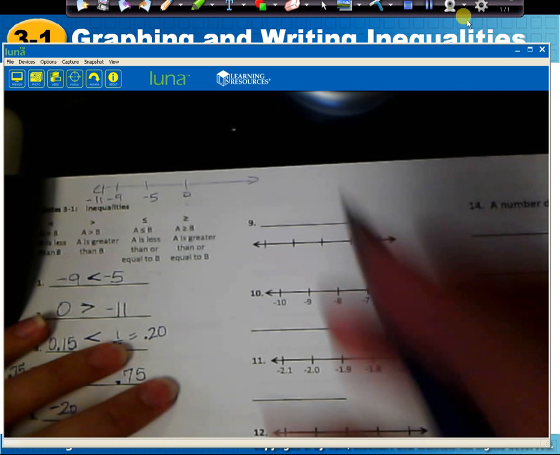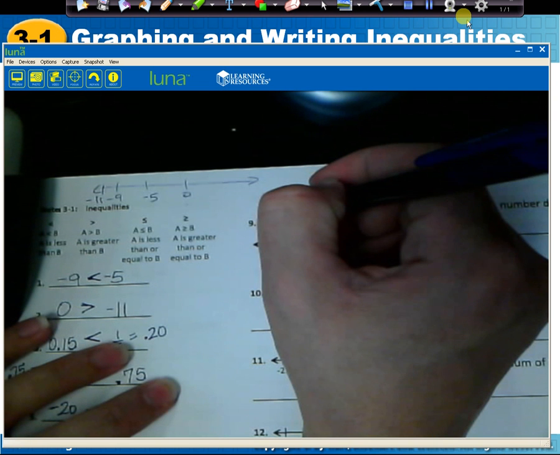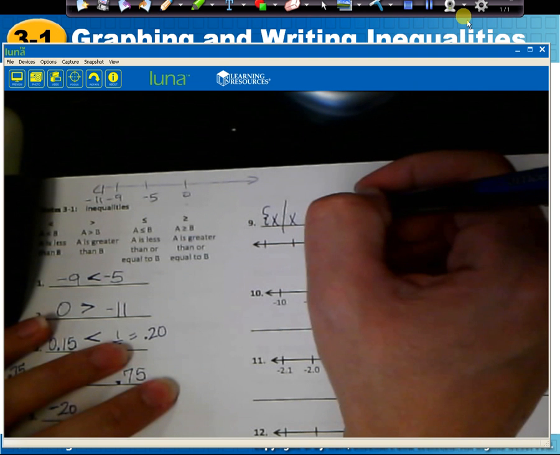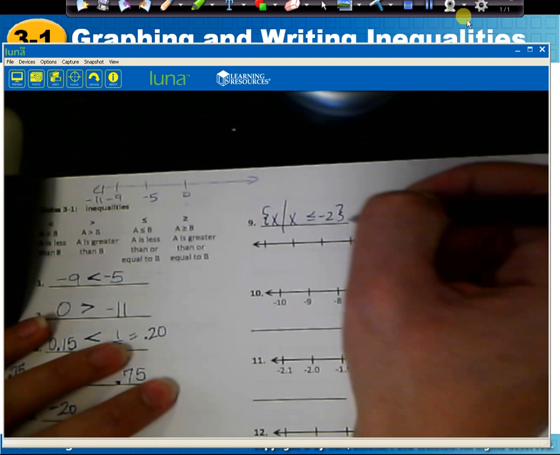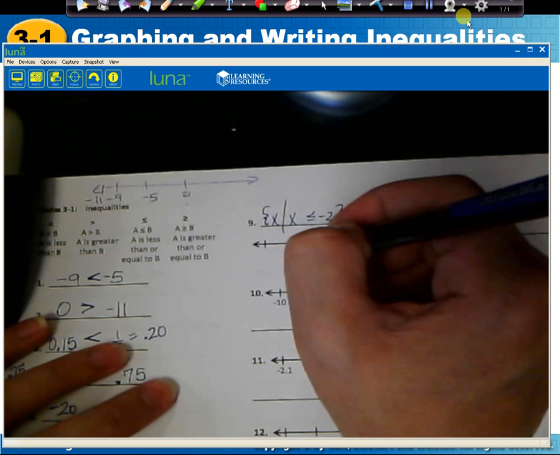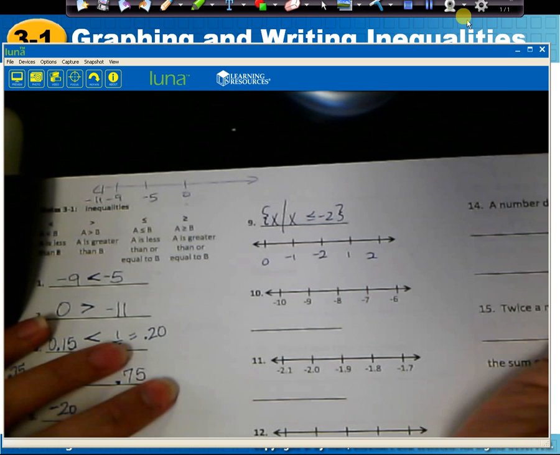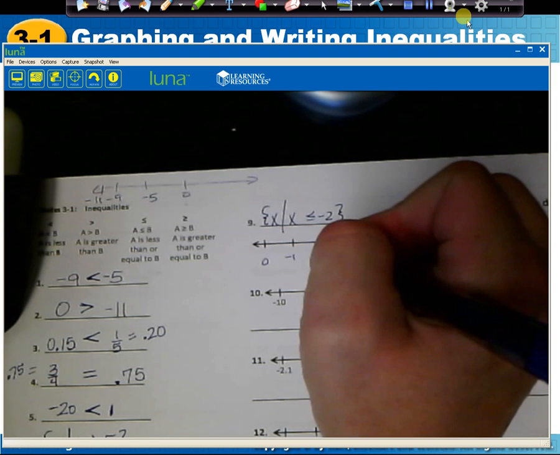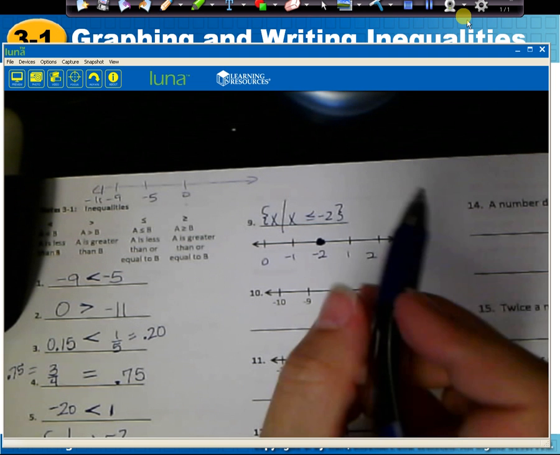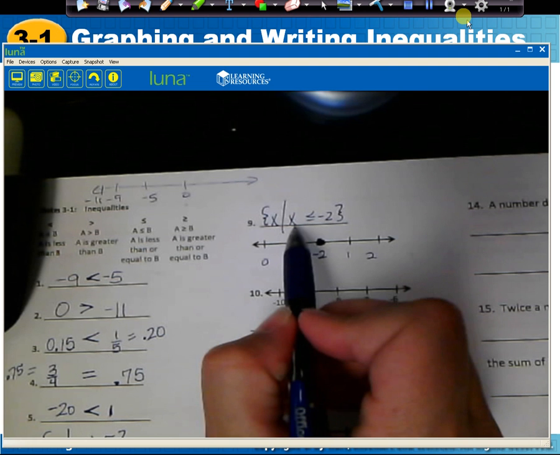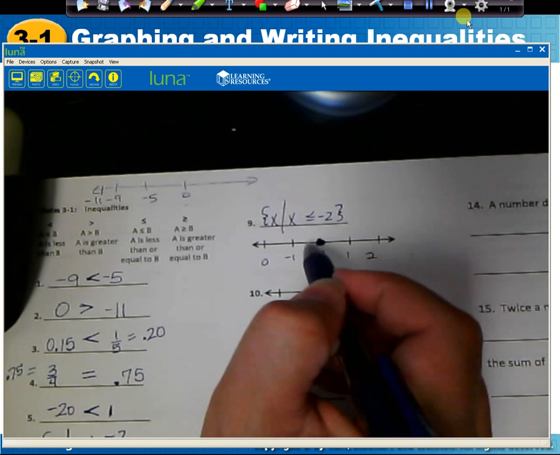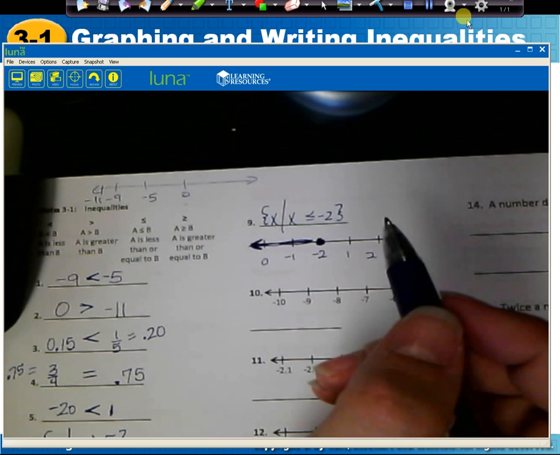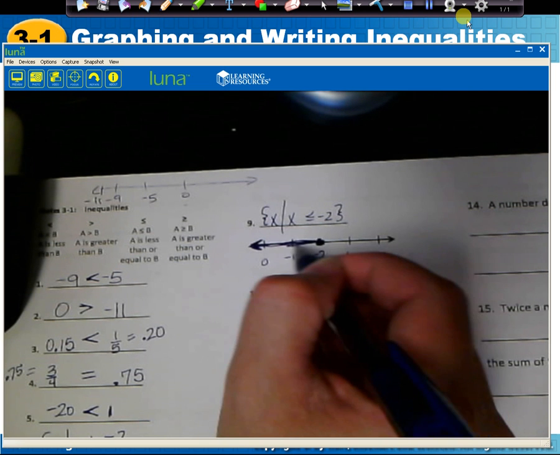Let's look at number 9. I have x such that x is less than or equal to negative 2. And I'm going to say negative 2, negative 1, 0, 1, 2. Because I have an extra mark underneath my inequality sign saying that it could be equal to negative 2, I'm going to make that dark, showing that it could be equal. And again, my set notation is set up the right way, and so I know that I'm shading anything less than negative 2, and my arrow points this way. Go ahead and get that filled in on yours.